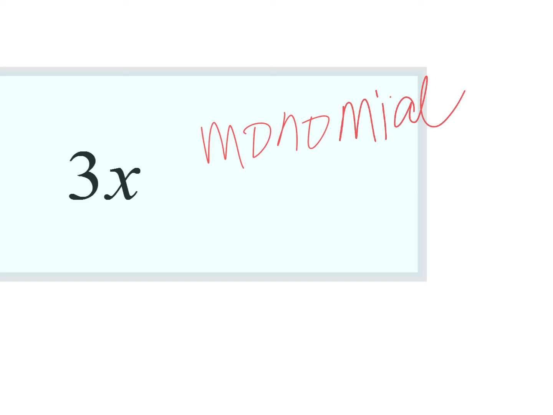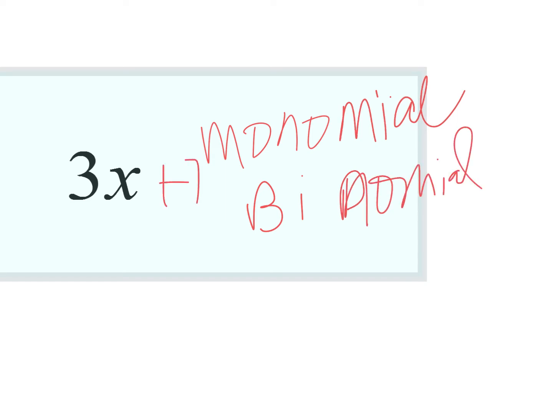Monomial, as opposed to a binomial. That would be if I just add 7 to it. Now it's got 2 terms. That would be a binomial.